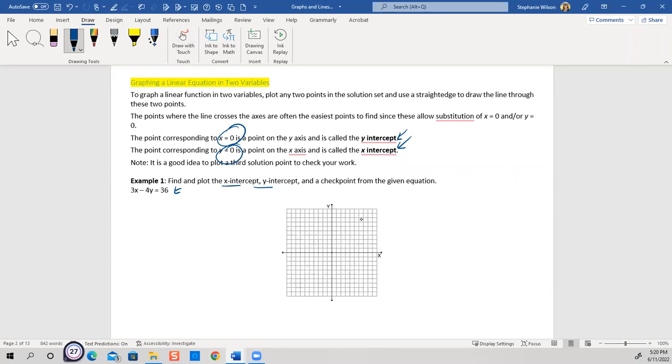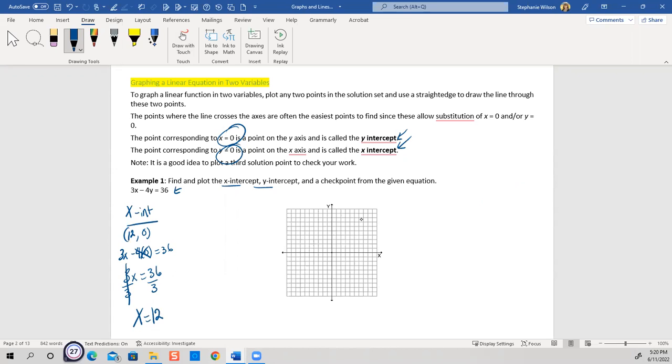All right, so if I solve for the x-intercept, I'm going to automatically put 0 in for y. And what happens to that 4 when I multiply it by 0? It goes to 0. That's what we kind of wanted, right? That leaves me with 3x is equal to 36. And let's just solve for x by dividing by 3 because we want a positive 1 coefficient on x. 3 goes into 36 12 times.